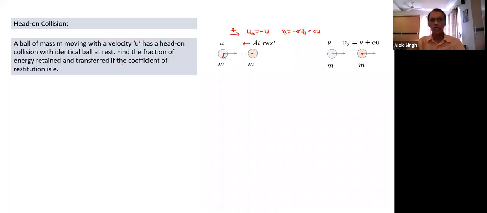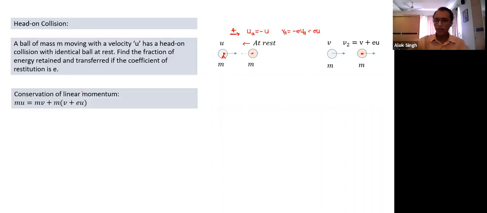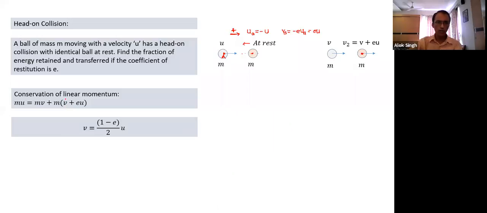Suppose we have to find what fraction of energy is retained and what fraction of energy is transferred if the coefficient of restitution is e. It's fairly simple, more like a simple derivation. We apply conservation of linear momentum. What is the momentum before and what is the momentum after? We are taking the right side direction as positive. Mu will be equal to mv, the momentum of the first object after collision, plus the second object, which has velocity v plus eu, so its momentum is m times v plus eu. We can find the value of v from this equation, which is the only unknown. The velocity of the first object will come out equal to (1 minus e) divided by 2 into u.